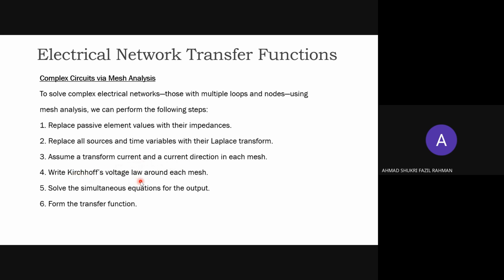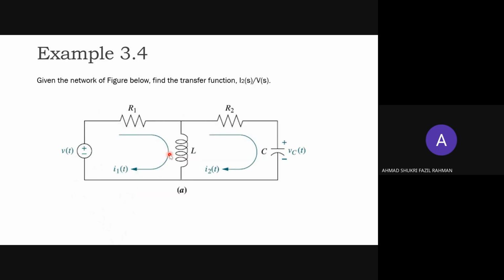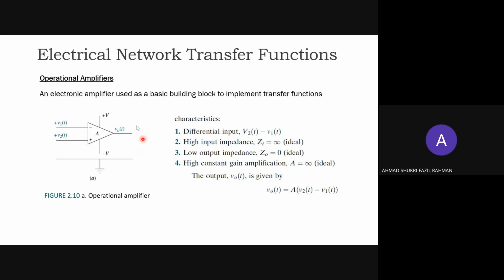We find out the total sum of all the components inside each of the loop. And then solve simultaneous equation for the output. And then lastly, we form the transfer function. This one, 5 and 6 will be the manipulation. How do we manipulate? Okay, so equation 1, equation 2, equation 3, you need to manipulate. Okay, so this one, we will do it after Hari Raya break. Okay, this one is too complex to show online. So we move on to the other part, which is electrical network transfer function.